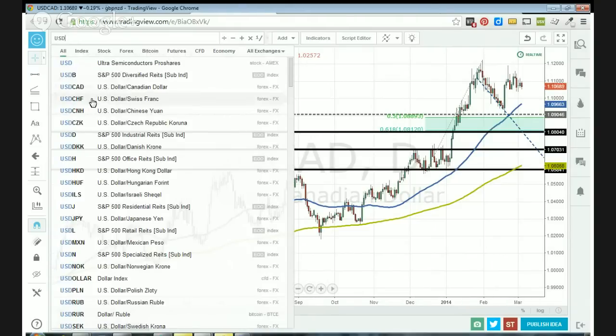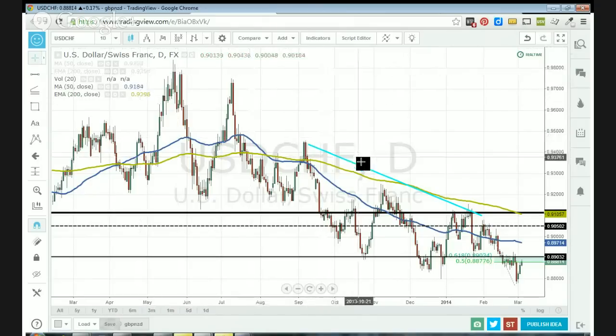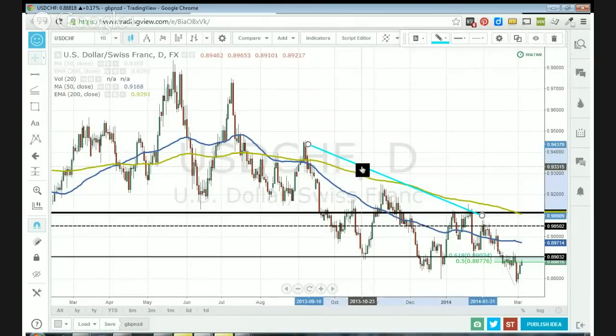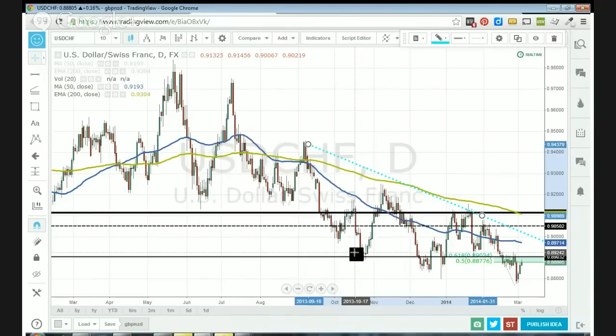Let's go to dollar Swiss. Also in a downtrend, and now this is actually, this could be an interesting short for sure. What's this blue line doing here? Okay, just change that a little bit.